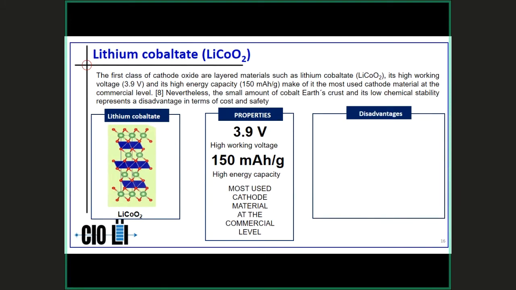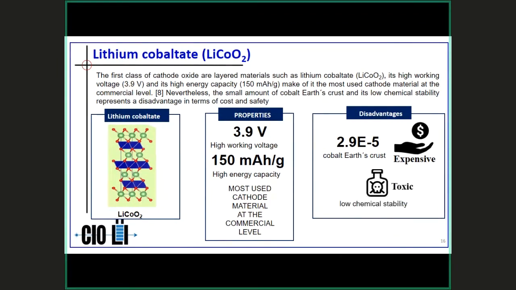One of these disadvantages is related to the presence of cobalt in this cathode material. This value represents the total amount of cobalt on the planet. This amount is very small, and therefore it is telling us that there is a small quantity of cobalt on the planet. And this fact makes lithium cobalt an expensive material. And on top of that, the cobalt itself has a bad chemical stability, therefore it is toxic for humans.